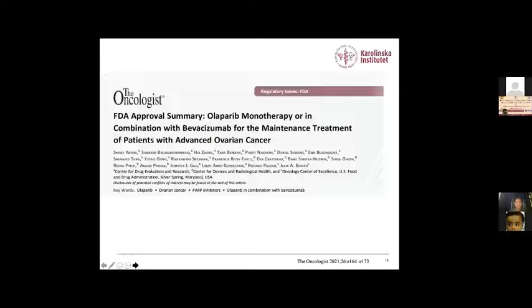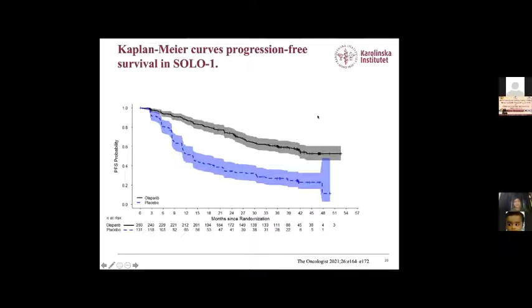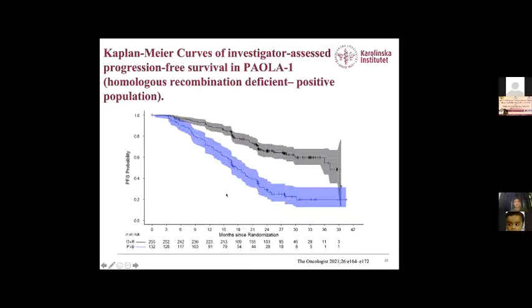So why did they get approval? They got approval because they did the SOLO trials on BRCA2 deficient patients, and you can see the huge difference between the placebo control and olaparib. There was an increase in progression-free survival. They also combined olaparib with the VEGF inhibitor, and they can see an even better effect compared to the VEGF inhibitor alone. So olaparib has potential to be combined with the VEGF inhibitor.